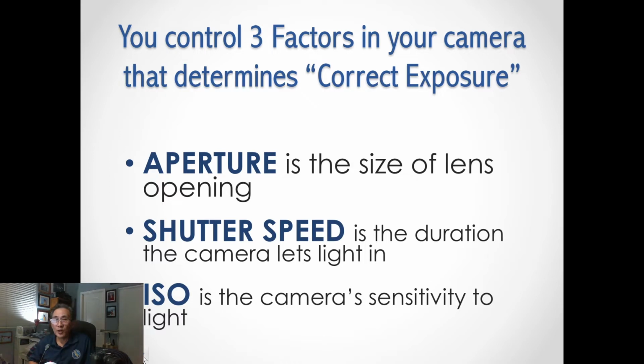Okay, when we talk about aperture in photography, we immediately think about the exposure triangle, because aperture is one of the three factors that would determine the correct exposure for your photograph. Today we are going to talk about just the aperture. I'm going to save shutter speed and ISO for a different video.